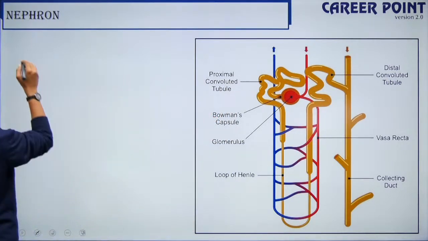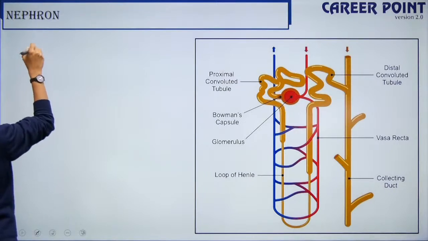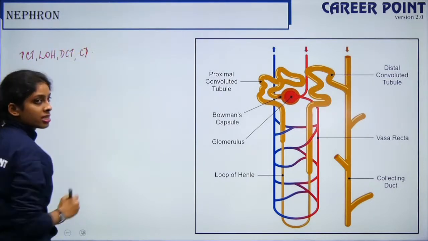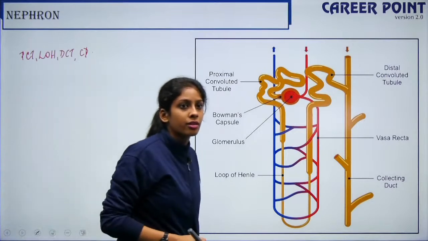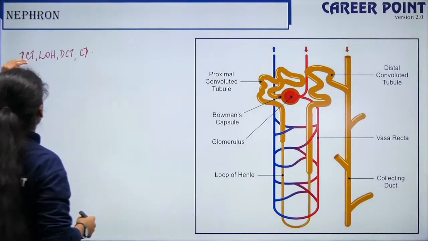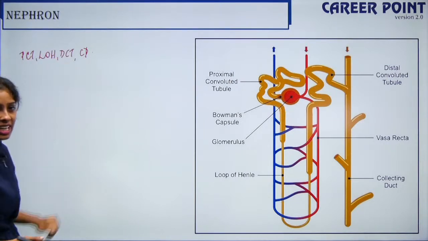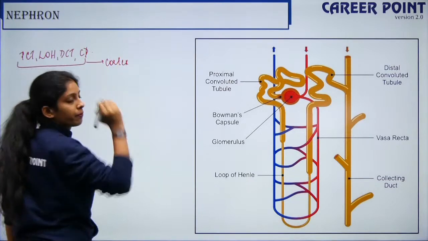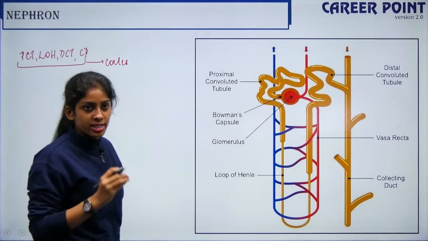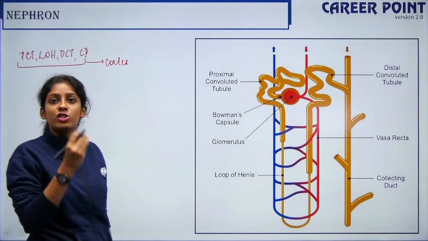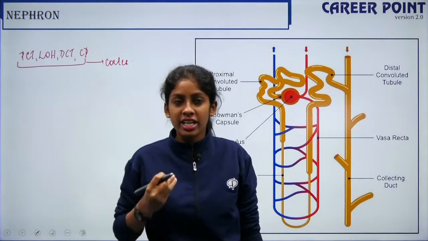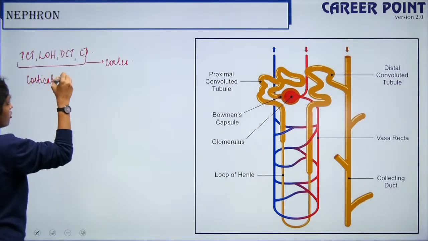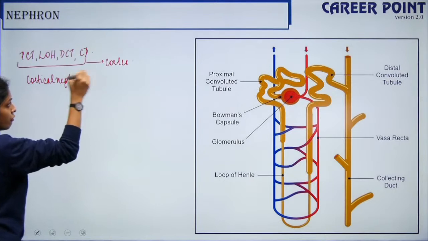Fine. So the PCT, the loop of Henle, the DCT, and the collecting duct sometimes, everything is present in the cortex region of the kidney. If everything is present in the cortex region, meaning the loop of Henle is not long enough to extend into the medullary region of the kidney, then these nephrons are known as cortical nephrons. We have a majority of cortical nephrons.